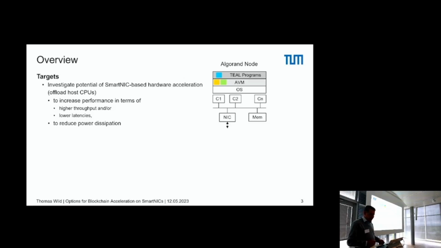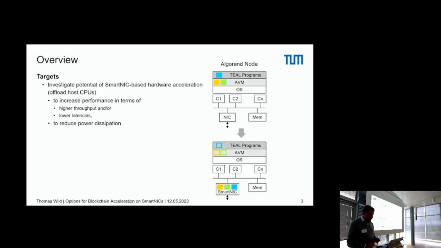And the naive view currently on the right, so don't take this too seriously, this is more a symbolic view, is that we have the compute system with a NIC and several processor cores, and on top the software stack, operating system, in this case the Algorand virtual machine, or then the TEAL on top. And the idea is to say, can we now take some of these functionalities, colored here, out of the software and migrate them to a SmartNIC.